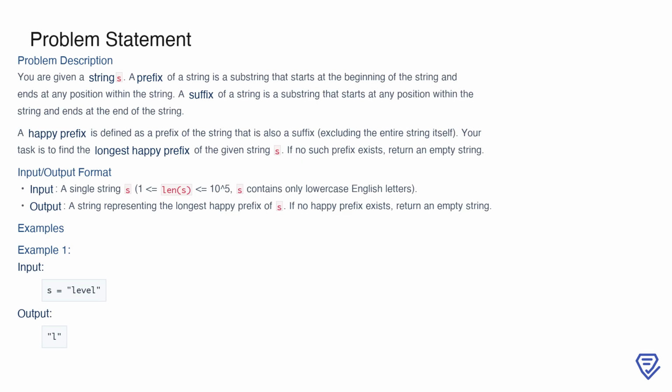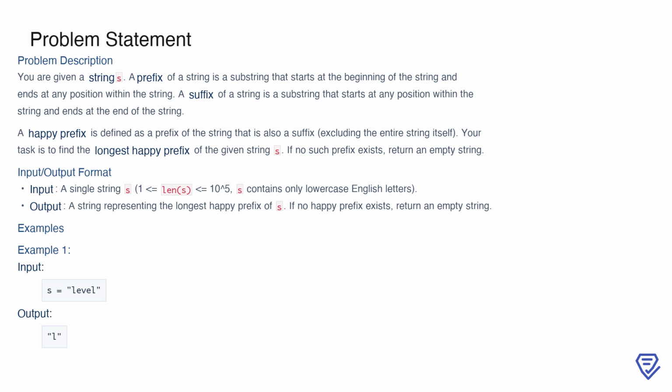A prefix of a string is any substring that starts at the beginning and ends at any position within the string. Similarly, a suffix is any substring that starts at any position within the string and ends at the last character. A happy prefix is a specific type of substring. It is a prefix that is also a suffix, but it cannot be the entire string itself. The goal here is to determine the longest happy prefix for the given string s. If no such prefix exists, we simply return an empty string.